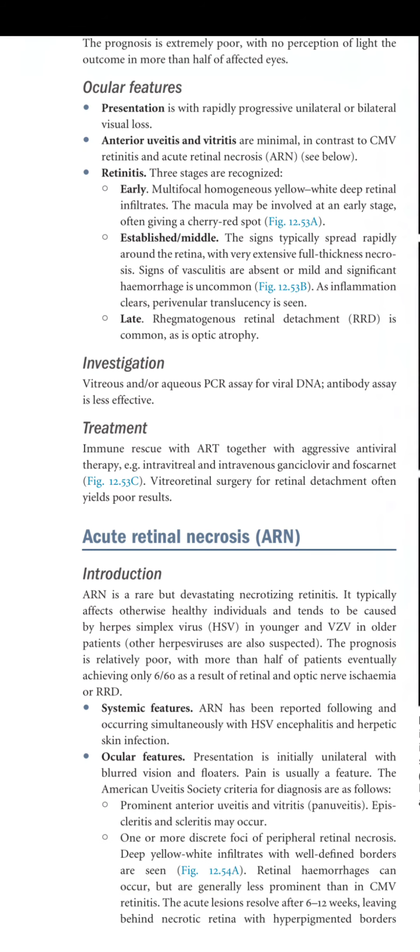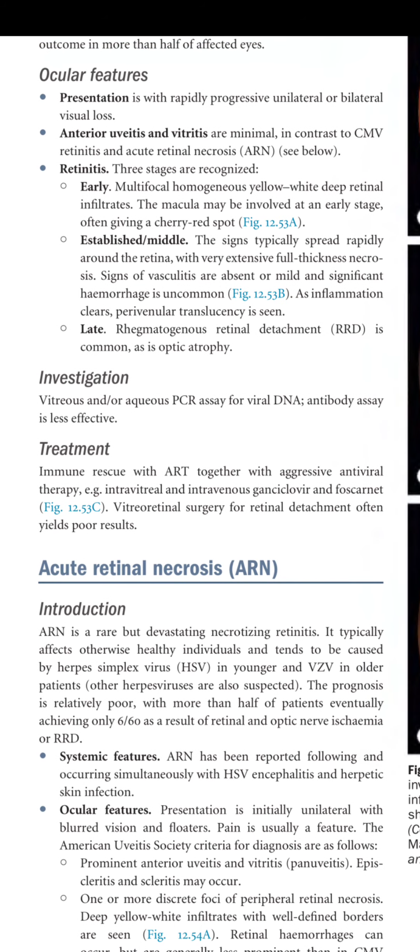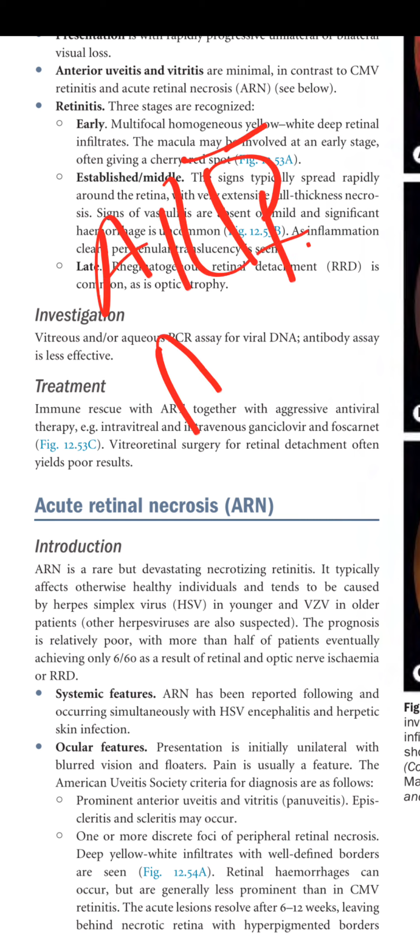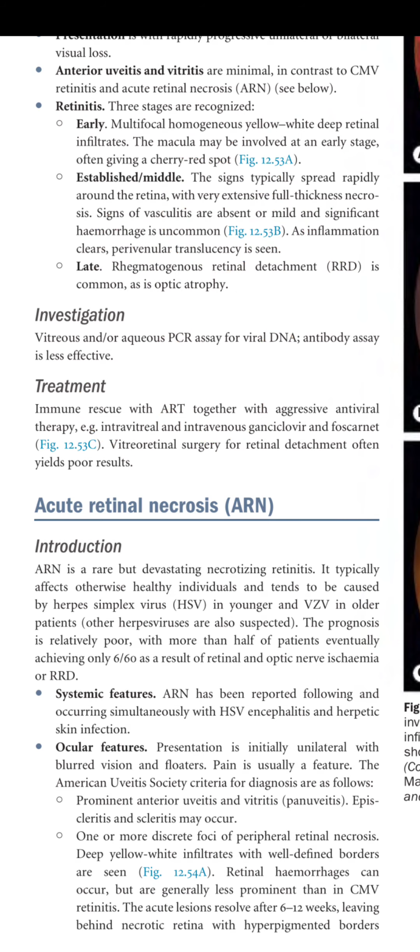For investigation, vitreous or aqueous PCR for viral DNA is used; antibody assay is less effective. Treatment is immune rescue with ART together with aggressive antiviral therapy, for example, intravitreal or intravenous ganciclovir and foscarnet. Vitreoretinal surgery for retinal detachment often yields poor results. So basically, as the patient is immunocompromised, you treat with ART plus antiviral therapy. You can give intravitreal and intravenous ganciclovir and foscarnet.